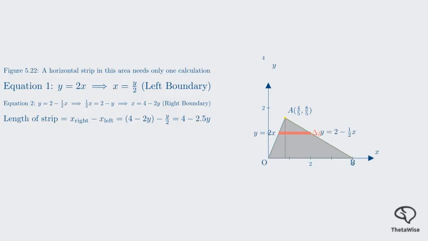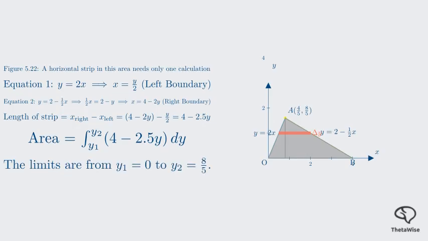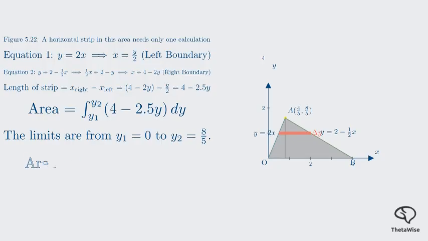This single expression for the length of the strip is valid for the entire triangle, so we can use a single integral. The area is the integral of 4 minus 2.5y dy. The integration is with respect to y. What are our limits of integration? We need the lowest and highest y values in our region. The lowest y value is 0 on the x-axis. The highest is the y value of the intersection point A, which is 8/5. So our limits are from 0 to 8/5. The integral we need to solve is the integral from 0 to 8/5 of 4 minus 2.5y dy. This is a simple polynomial to integrate.